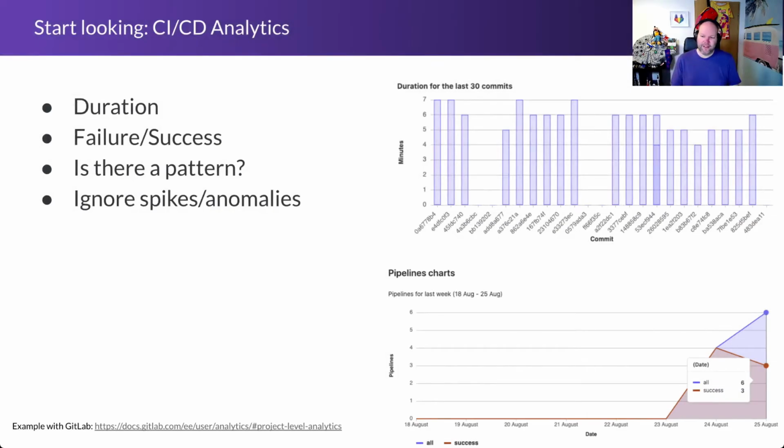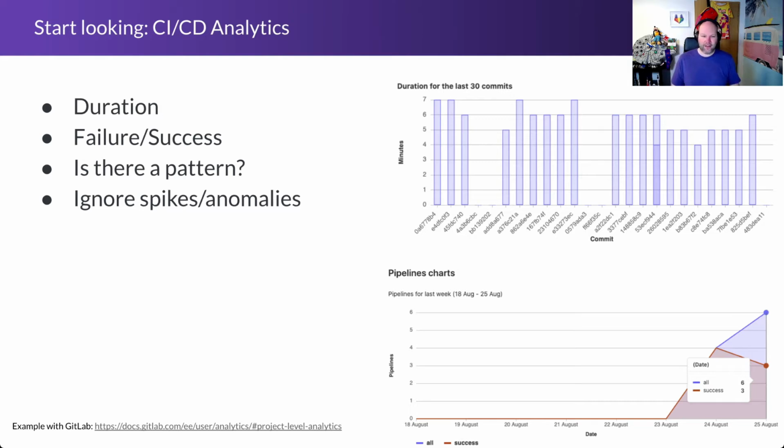And the first thing I would recommend to start looking at is if you have a CI/CD analytics overview dashboard, something which tells you about the pipeline duration, about failure and success, allows you to see some beautiful graphs, to identify whether there is a pattern. So like, is the pipeline duration 7 minutes all the time, or is it just like 8 a.m.